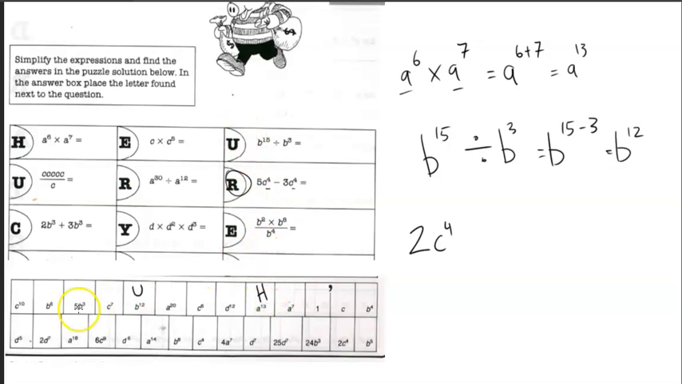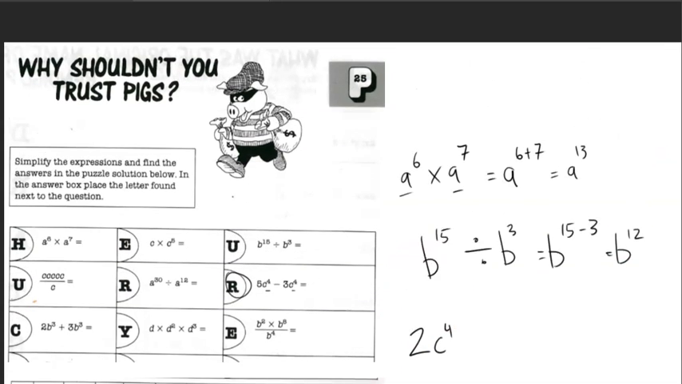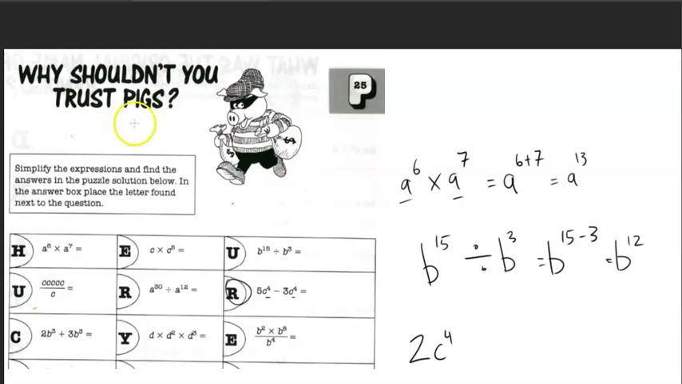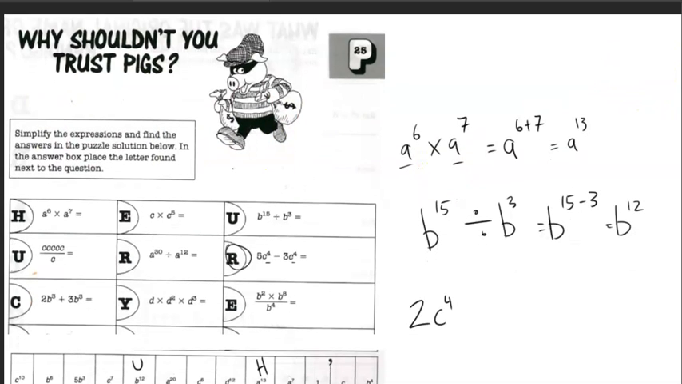Once you've completed all of them, you'll put in the letters and it will create a puzzle. In the answer box, place the letter found next to the question, and it's based on the initial question, why shouldn't you trust pigs? Solutions for this can be found on Compass.